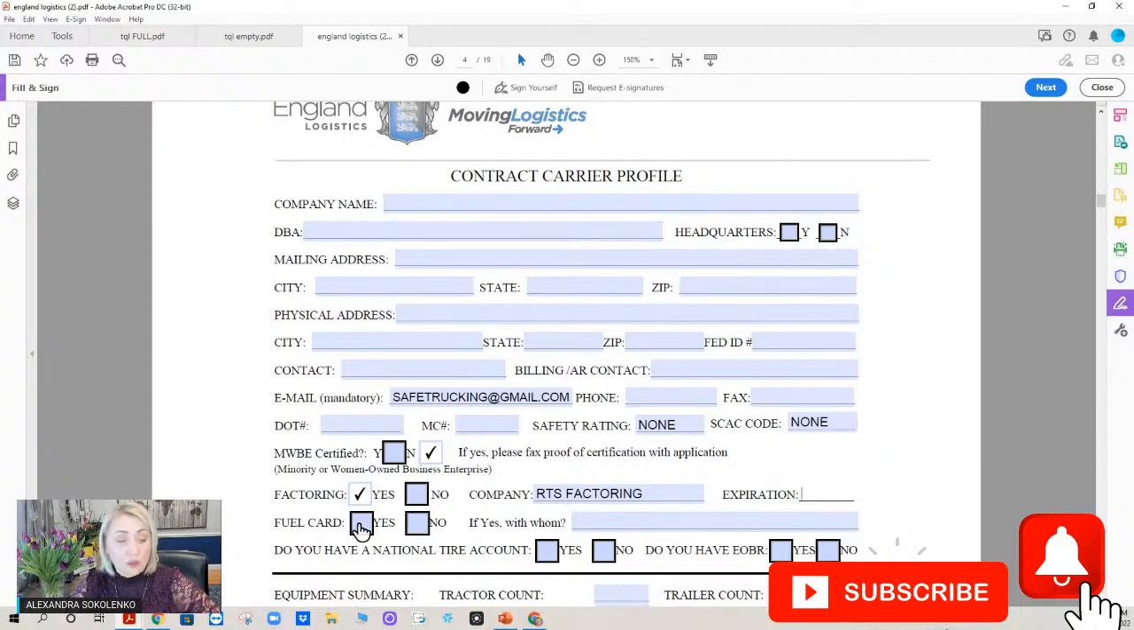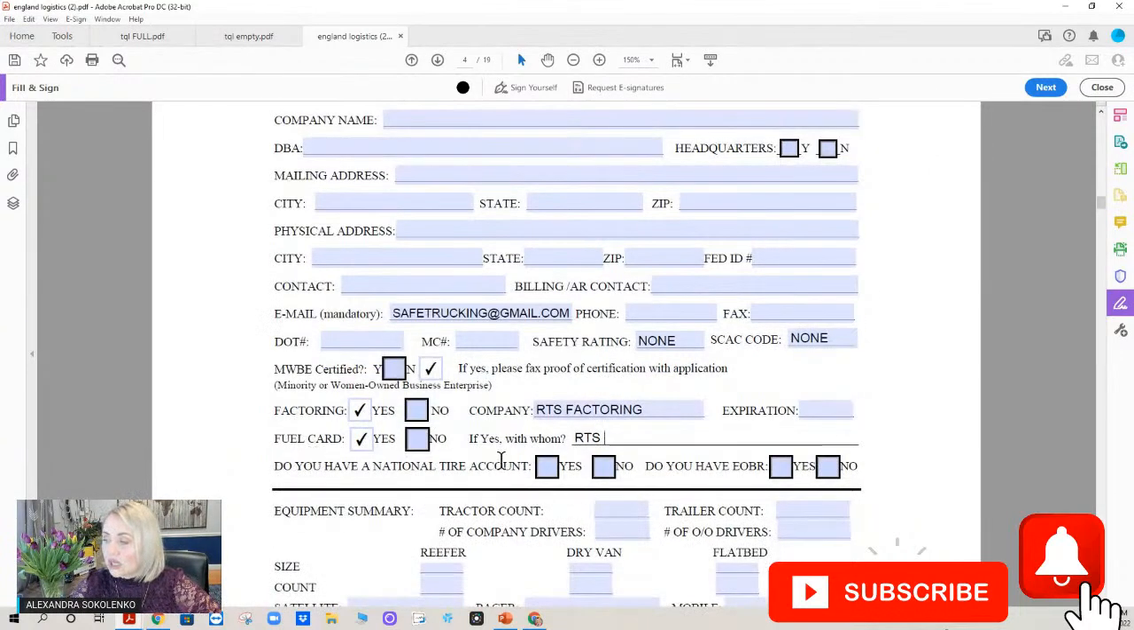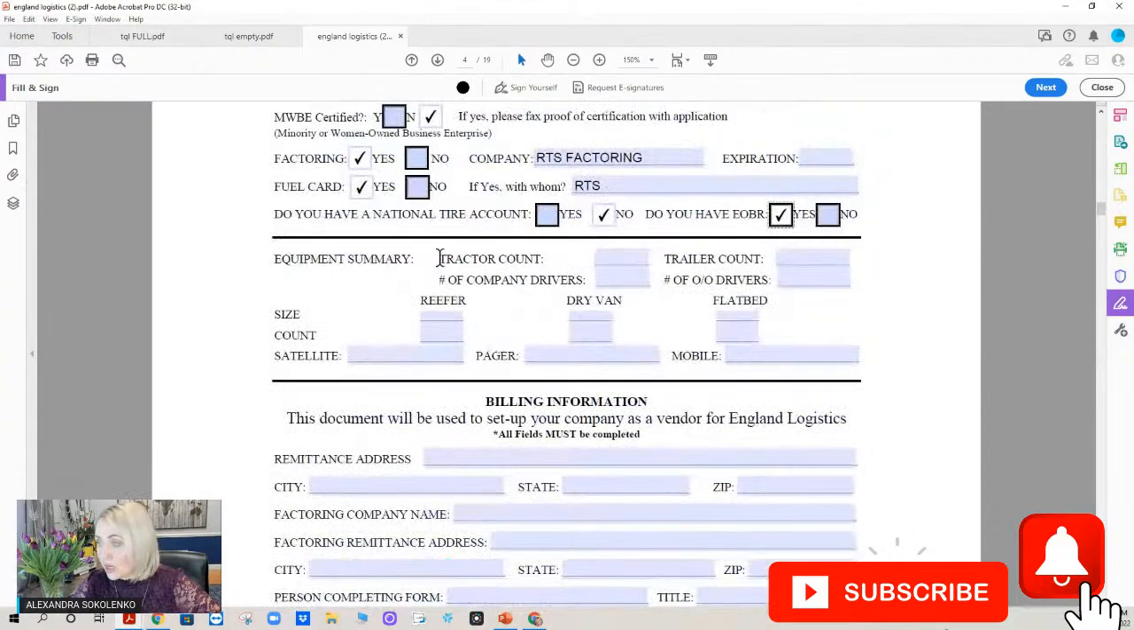So fuel cards, yes or no? If yes, they're also asking with whom. Of course, we have the bundle, so we do have it with RTS, right? Do you have a national tire? Yes or no? No. Do you have EOBR? What is this? They did not update their setup. It's ELD. So yes, of course we have, because it's mandatory now. You cannot be on the road without an ELD unless your truck is older and was built prior to 1999, so then they're still on a paper logbook.